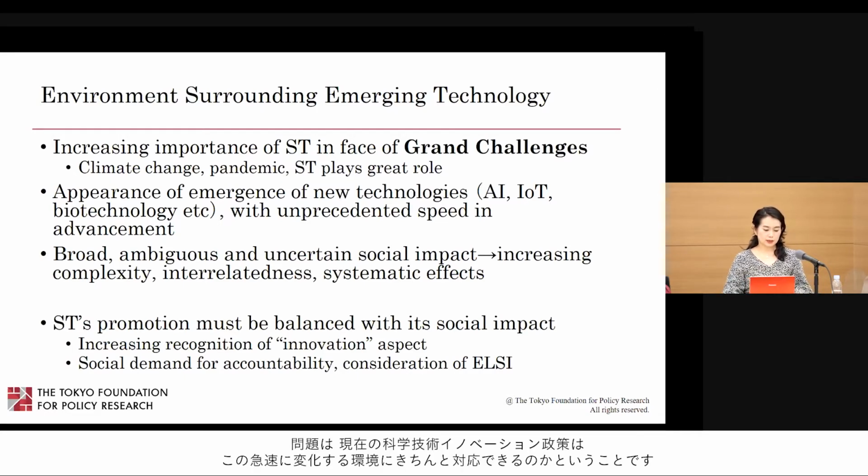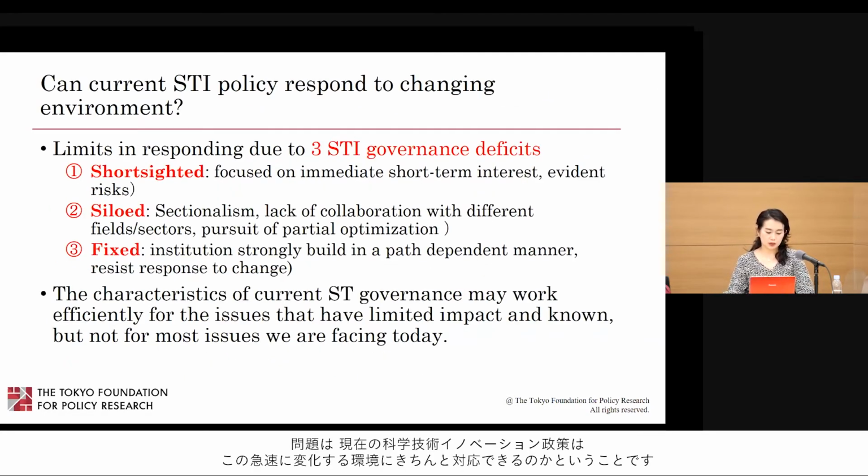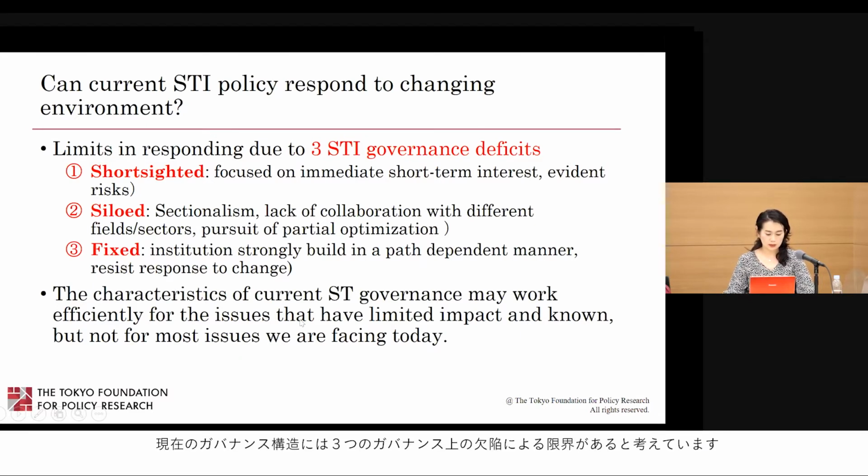And the question is, is the current science, technology, and innovation policy equipped with the capacity to respond well in this rapidly changing environment? We consider there are limitations in science, technology, and innovation governance capacity, as we found three deficits in the current governance structure. First, the current science and technology governance is short-sighted. It focuses on immediate short-term interests and evident risks.